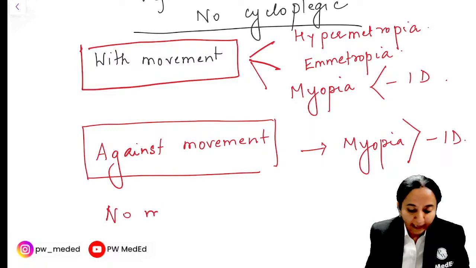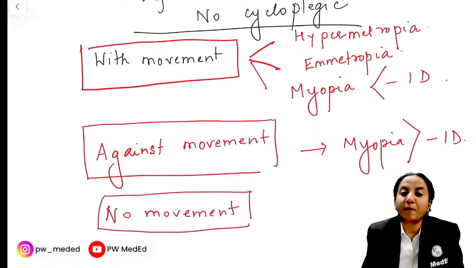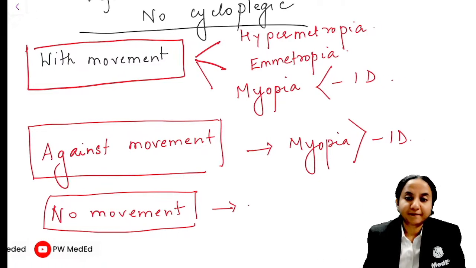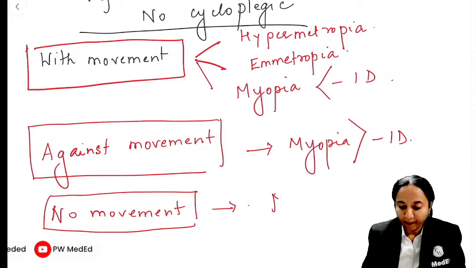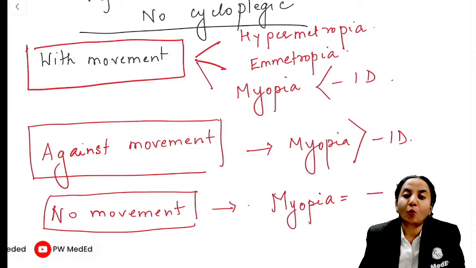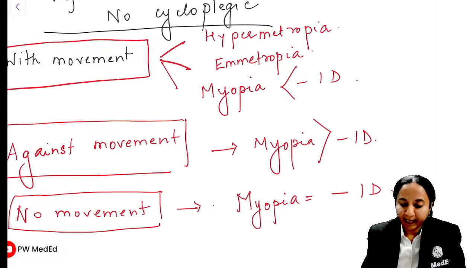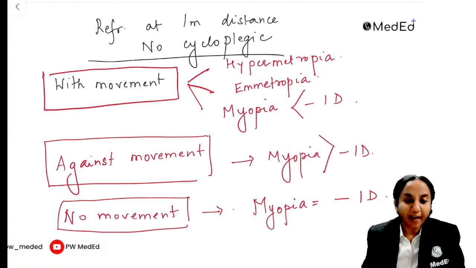And from common sense, who will tell me where will I get no movement? That is, the reflex does not move at all even if I move my retinoscope. Where will I get no movement? Okay, it's a common sense question, even if you don't know you will be able to answer. Where will I get no movement? If the myopia is equal to minus 1, then there will be no movement. So no movement means that the myopia is equal to minus 1. Myopia is always minus.